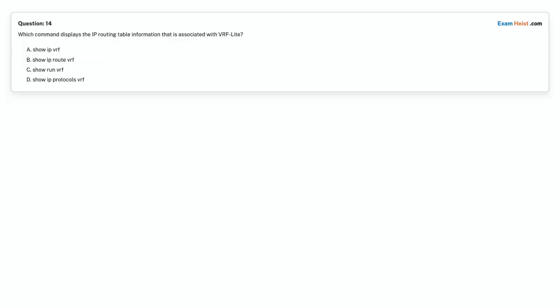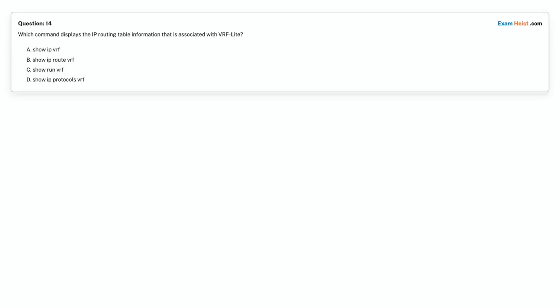Question 14. Which command displays the IP routing table information that is associated with VRF Lite? Option A. show ip vrf. Option B. show ip route vrf. Option C. show run vrf. Option D. show ip protocols vrf.